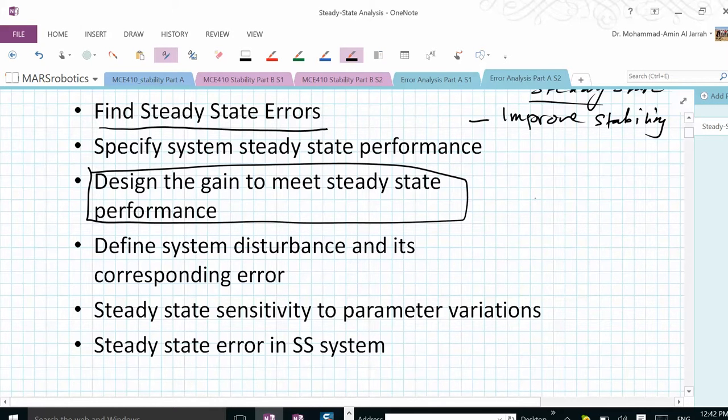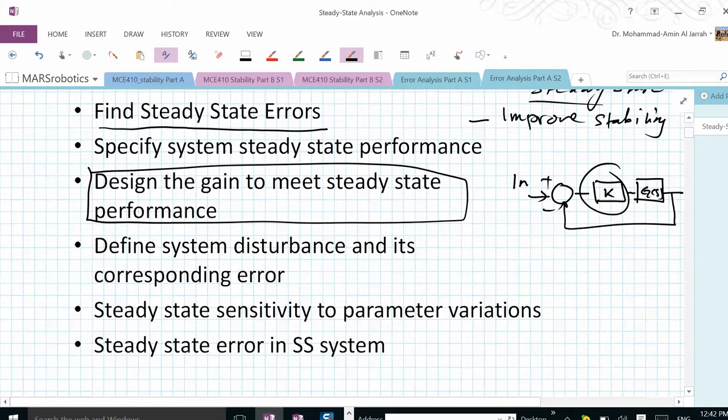The structure of a basic control system is that I have the input, I have whatever controller, I will write it K, and I have the plant G of S, and I have the feedback, a unity feedback, minus, plus. So this is my controller. This is my controller configuration. Here we want to design this block for the system to meet a steady state performance.